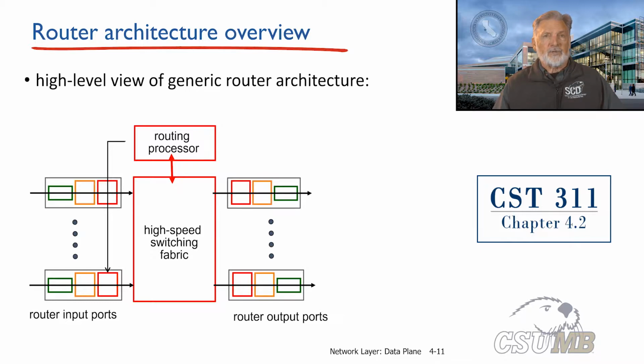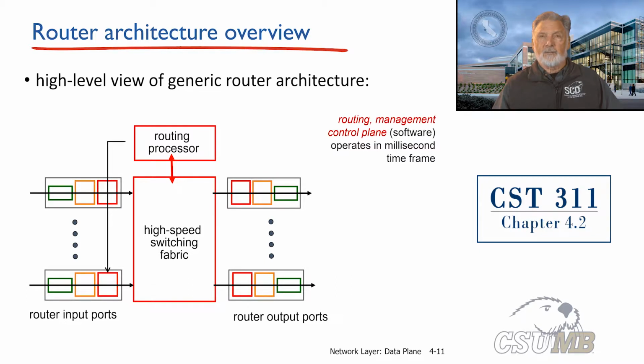Note that what we show as input ports and output ports are actually bidirectional. Each port can act as an ingress port or an egress port. To reiterate from the previous video, a router has two key functions, routing and forwarding.